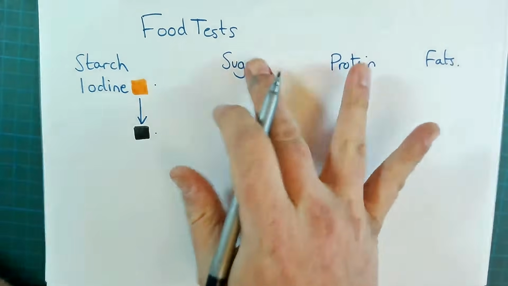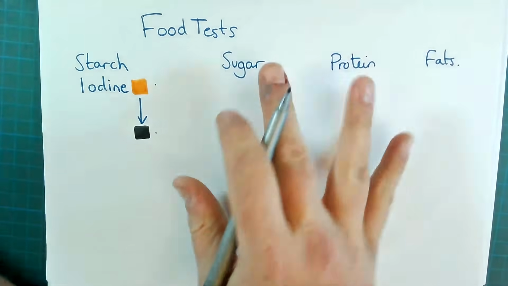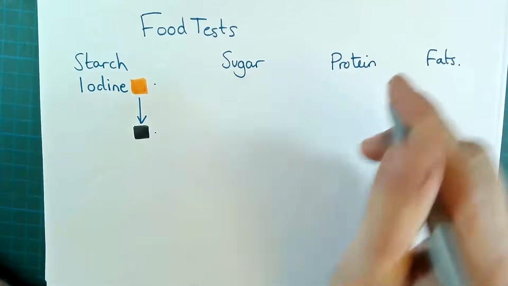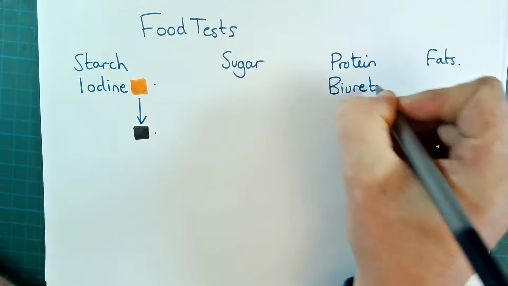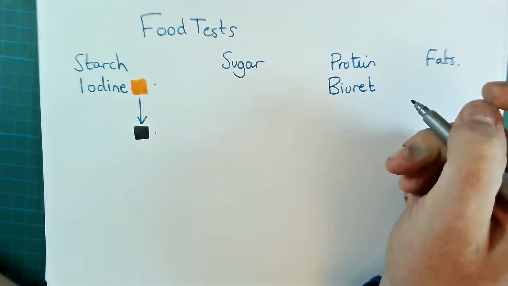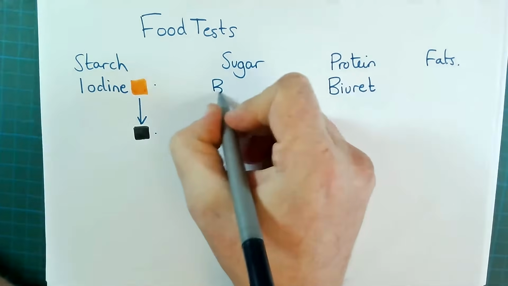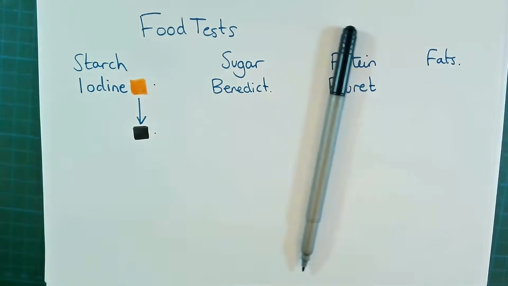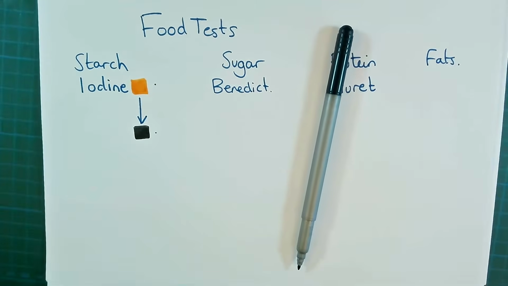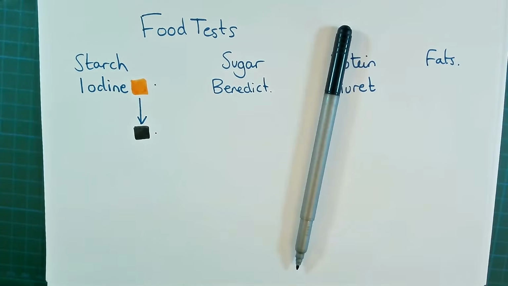Protein, and sugar, these two are the ones which are most easily confused. And I'm going to guess that those are probably the ones which you most often get mixed up. Protein is biuret solution, and sugar is Benedict's. Now, is there a way of remembering that? I'll be honest, I'm not sure I've come up with a really good one.